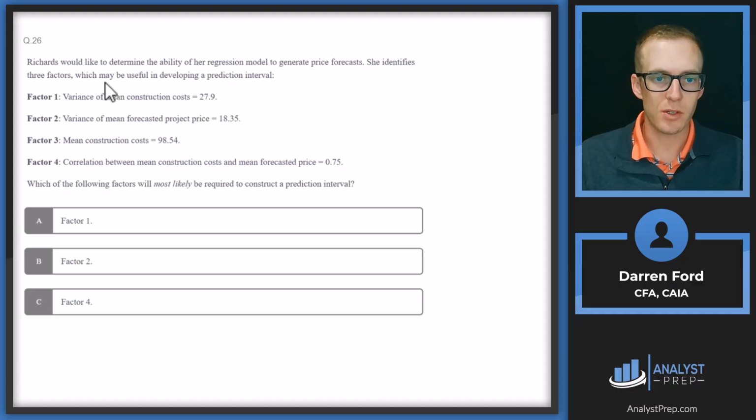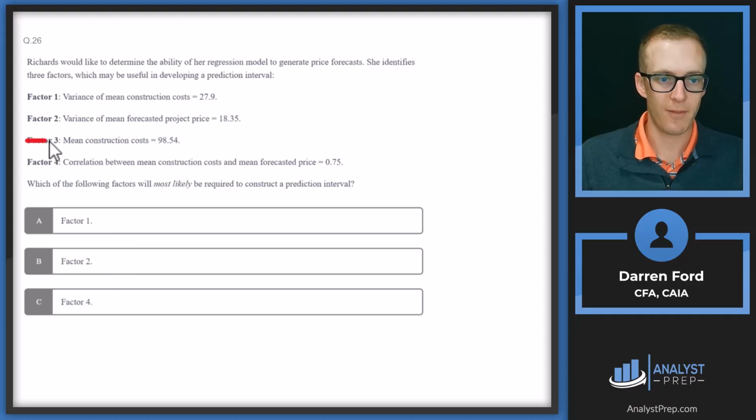Richards would like to determine the ability of her regression model to generate price forecasts. She identifies 3 factors which may be useful in developing a prediction interval. There's actually 4 factors here, but we'll take a look at all of them. Factor 1, variance of mean construction costs equals 27.9. Factor 2, variance of mean forecasted projected price equals 18.35. Factor 3, mean construction costs equal 98.54. And factor 4, correlation between mean construction costs and mean forecasted price equals 0.75. Which of the following factors will most likely be required to construct a prediction interval? Is it factor 1, 2, or 4?